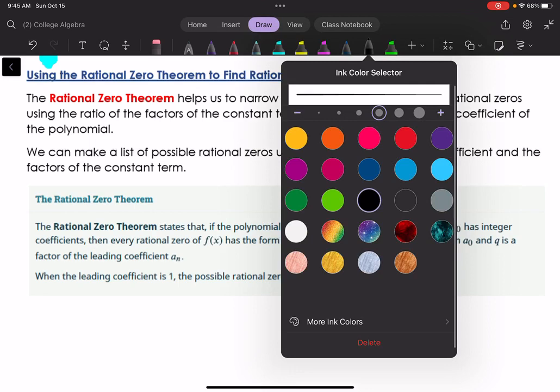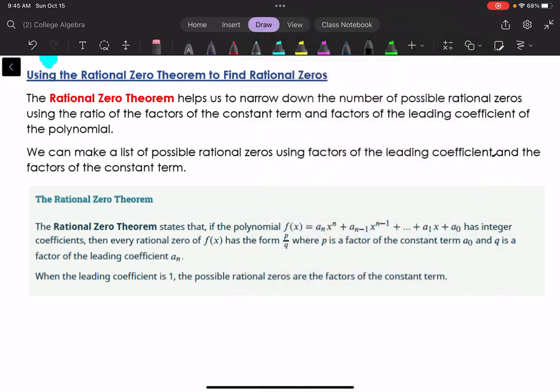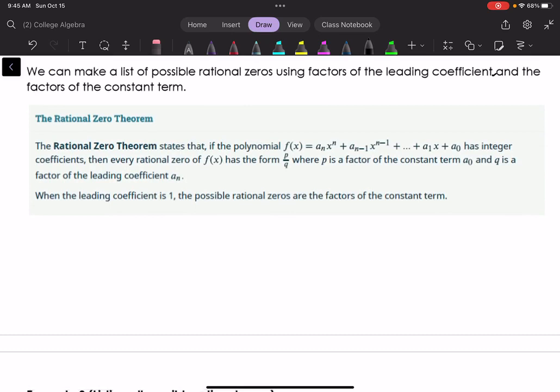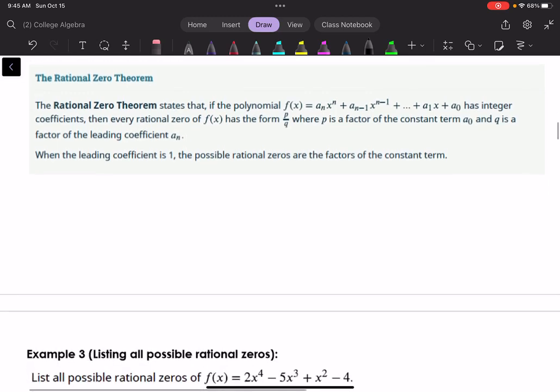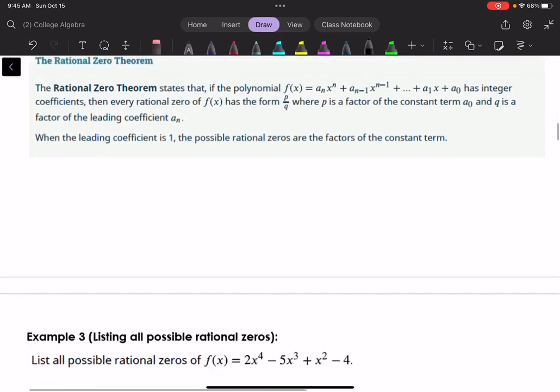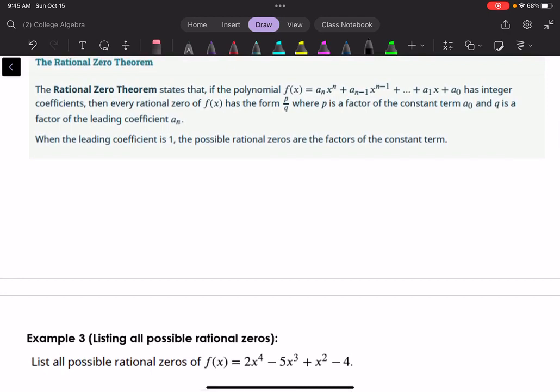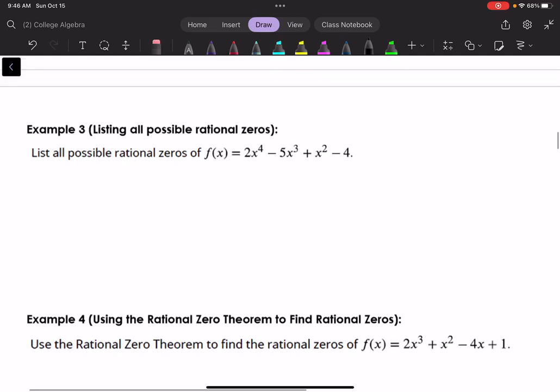So we have a procedure that we can use that uses the rational zero theorem. And the rational zero theorem just states that, if it does have integer coefficients, those whole number coefficients, then every rational zero that could exist takes on the form p divided by q, where p is a factor of the constant term and q is a factor of the leading coefficient. So let's pick apart what that means.